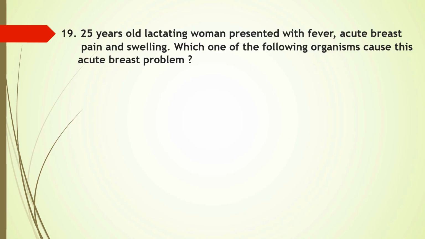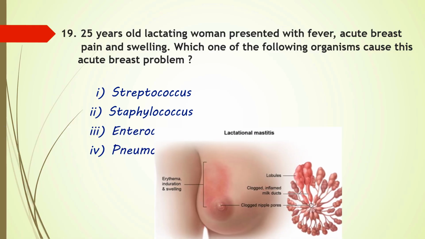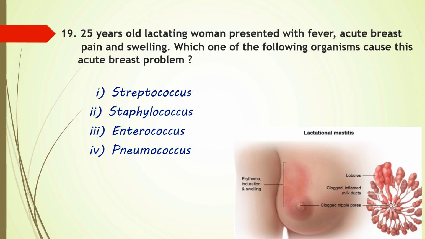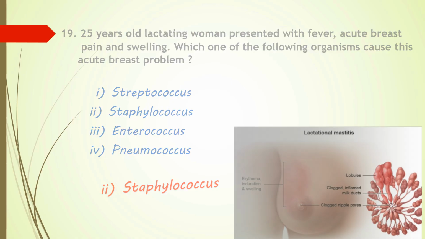Question number 19. A 25-year-old lactating woman presented with fever, acute breast pain and swelling. Which of the following organisms causes this acute breast problem? Options are Streptococcus, Staphylococcus, Enterococcus, or option 4, Pneumococcus. When a lactating woman presents with fever, acute breast pain and swelling, it is commonly diagnosed as lactational mastitis, which is caused by Staphylococcus aureus. This bacteria typically enters the breast tissue through a cracked or sore nipple or via the infant's mouth. So here option 2 is the correct answer.